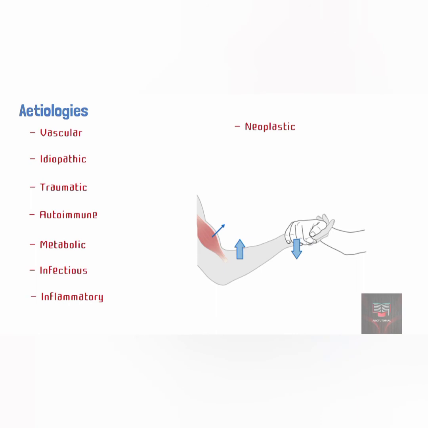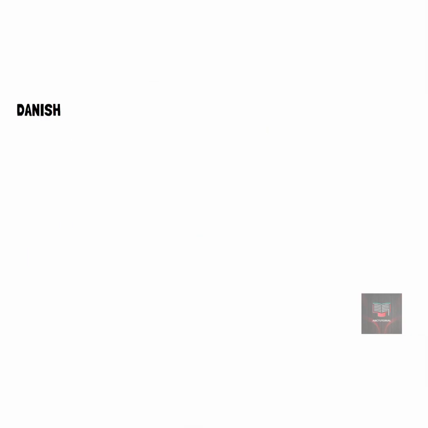The signs of cerebellar dysfunction can be remembered by using the mnemonic DANISH, which stands for dysdiadochokinesia and dysmetria. Dysdiadochokinesia is the inability to perform rapid alternating muscle movements, and dysmetria, which means wrong length, is the condition in which there is improper measurement of distance in muscular activities.